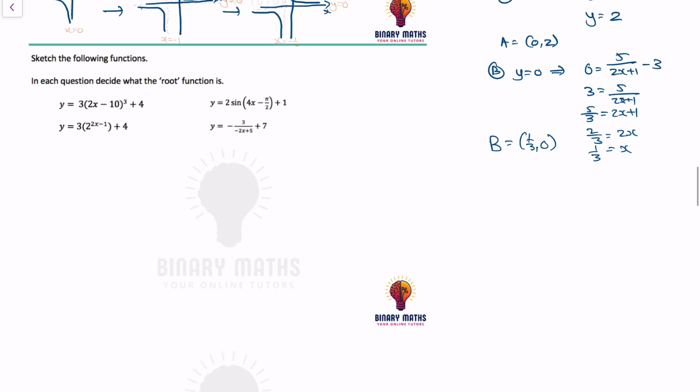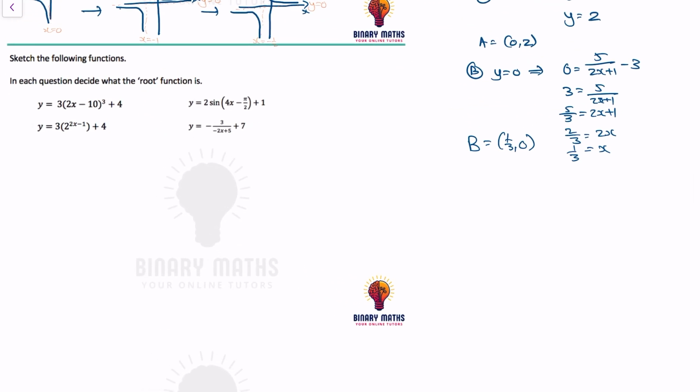Okay, next question. Sketch the following functions. In each question, decide what the root function is. Okay, let's call these A, B, C, and D. Okay, so for A, if I'm highlighting, this is my A, B, C, and D. That means my root function, initial function, is y is equal to x cubed. And I'm doing, remember, CBAD. So this is A, B, C, D.